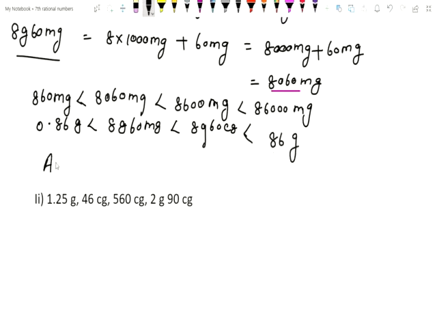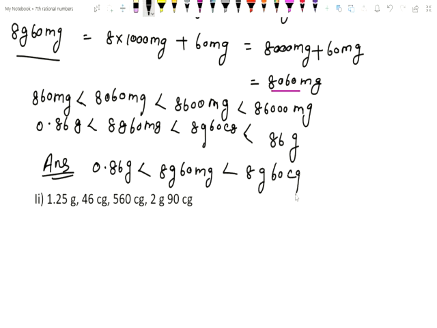So what is the answer, children? I repeat this: 0.86 gram, 8 gram 60 milligram, 8 gram 60 centigram, then 86 gram. You understand, children? Do you have any doubt in this?